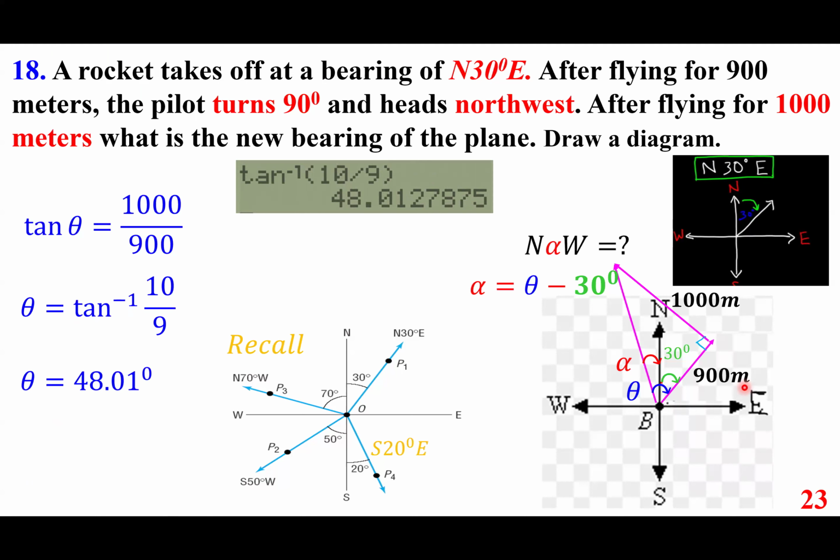So that's theta. This is the entire blue angle. Subtract 30 from it. 18.01 degrees. So put it here and you're done. So the answer is north, 18.01 degrees west. That's the new bearing.